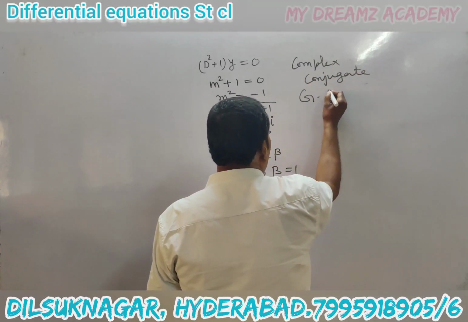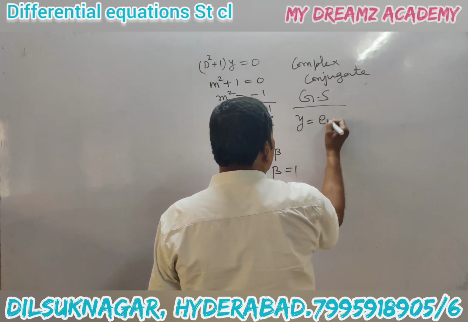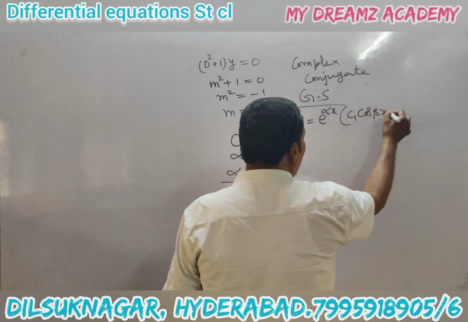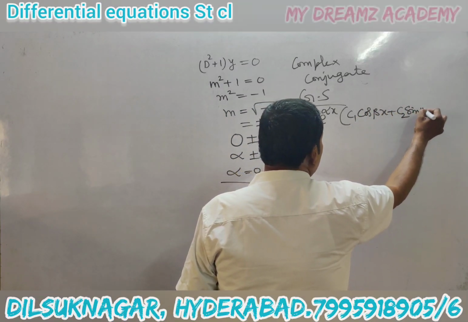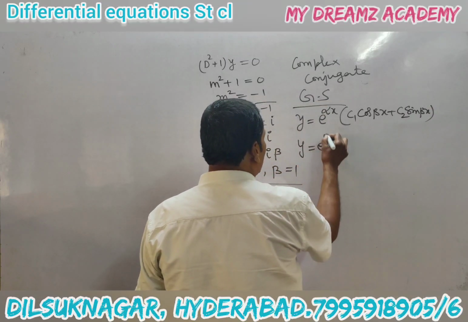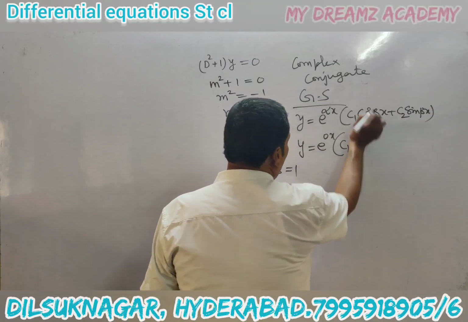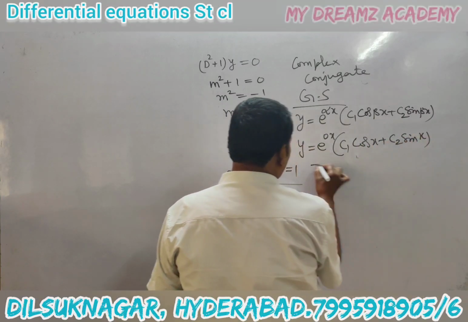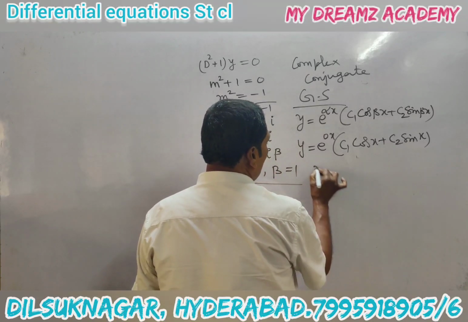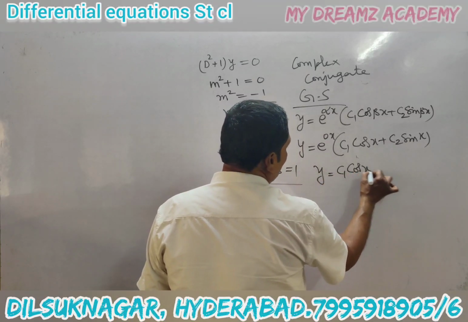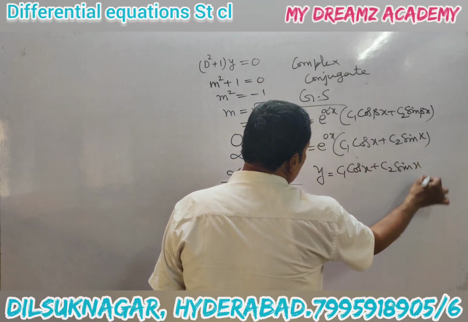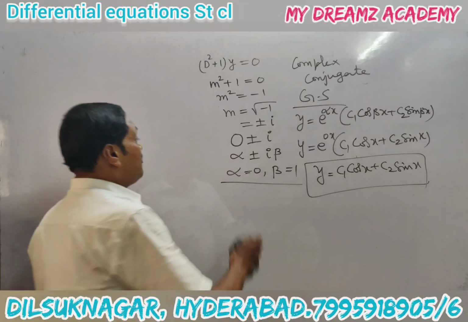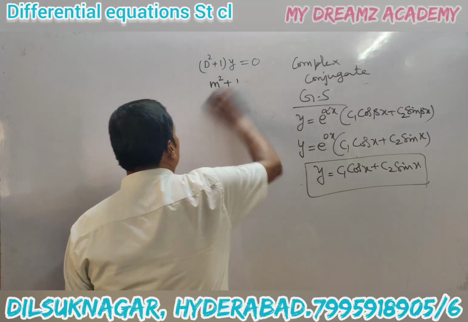Therefore, the general solution for complex conjugate roots is y is equal to e power alpha x (c1 cos beta x plus c2 sin beta x). Now this is y is equal to e power 0x (c1 cos x plus c2 sin x), since beta is 1, and e power 0 is 1. Therefore, our general solution is c1 cos x plus c2 sin x. This is the general solution for the given differential equation if the roots are complex.